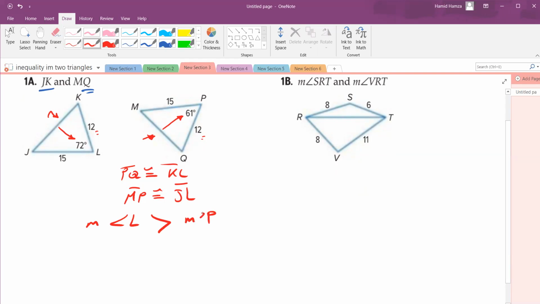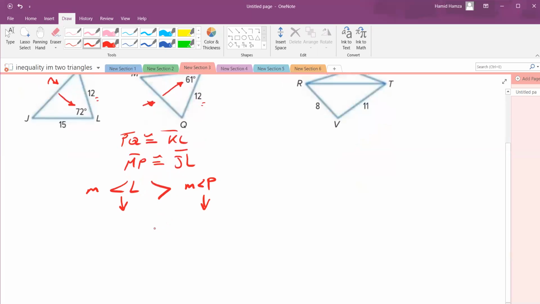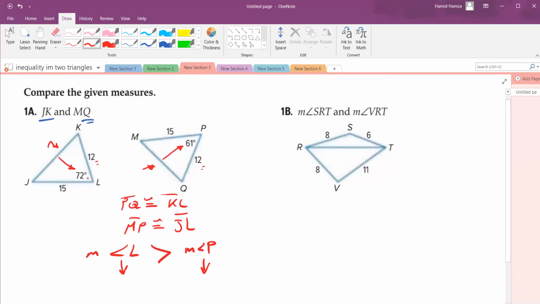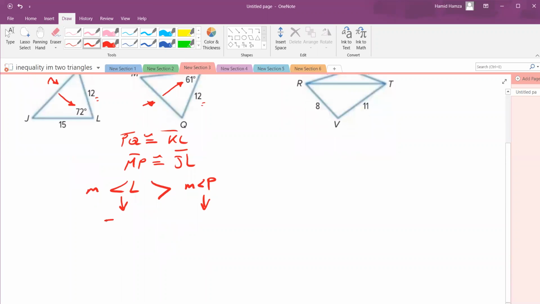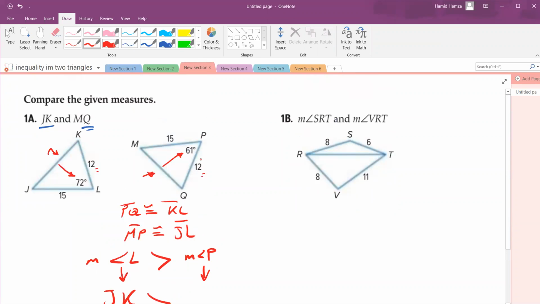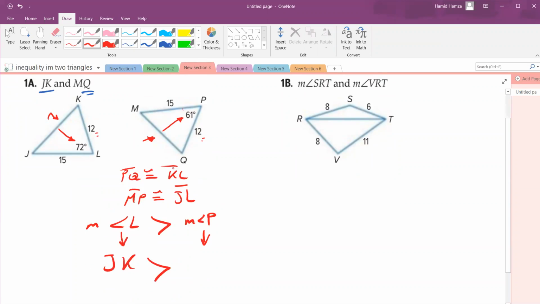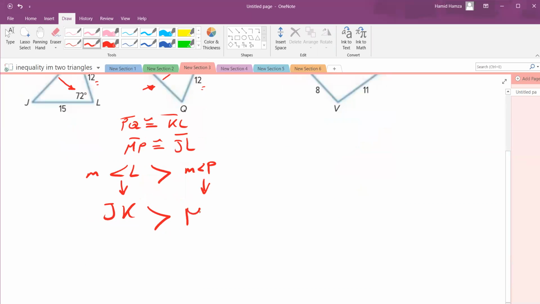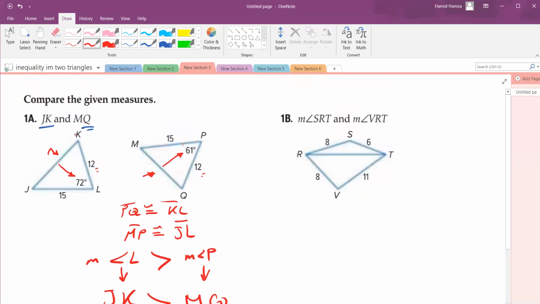That means the side opposite to L will be greater than the side opposite to P. What is the side opposite to L? It's JK, which will be greater than. What is the side opposite to angle P? It is MQ. So now I compare between them. So JK is longer than MQ. Understand, guys?